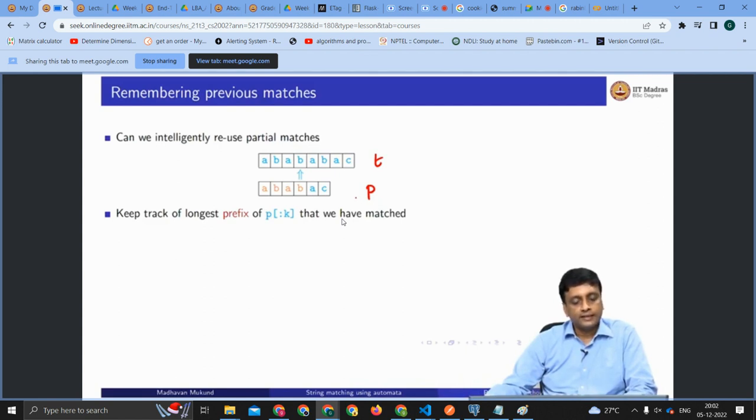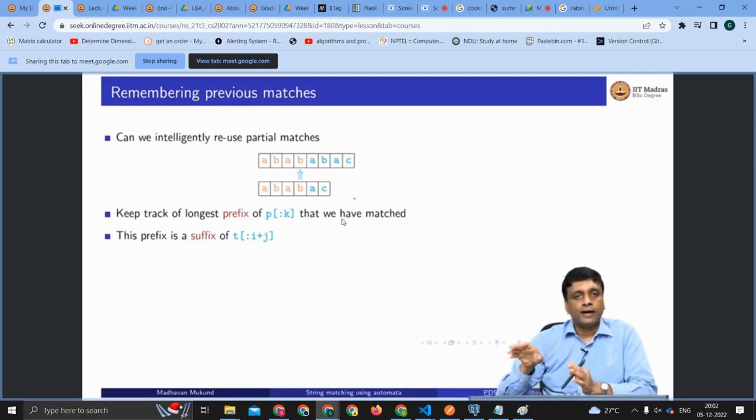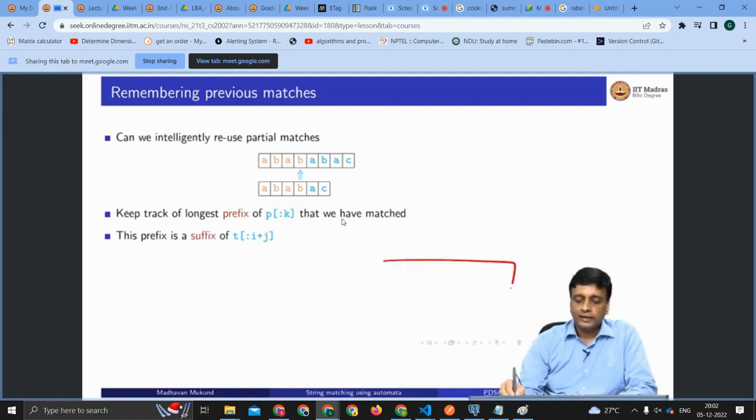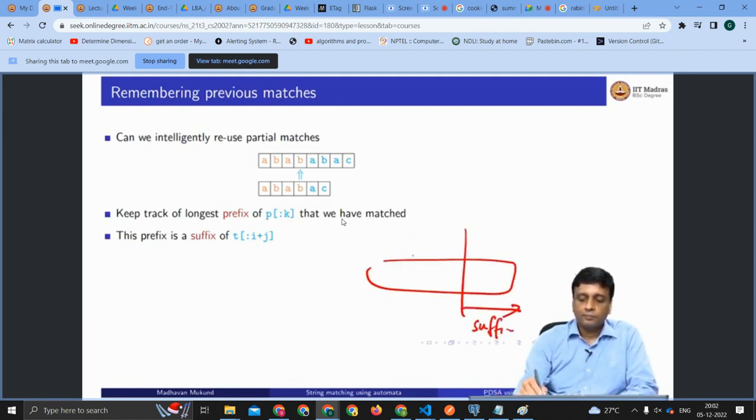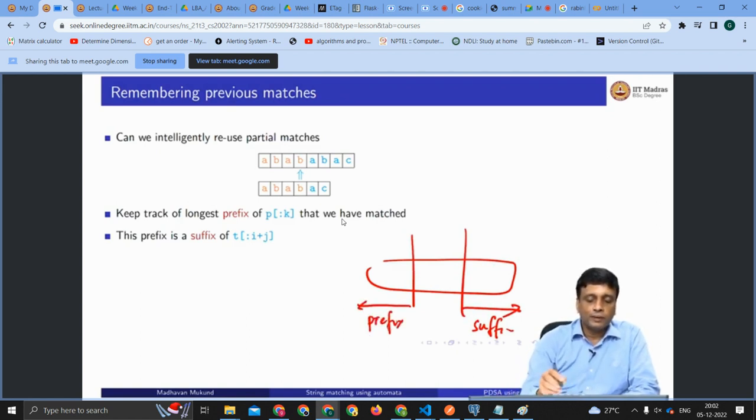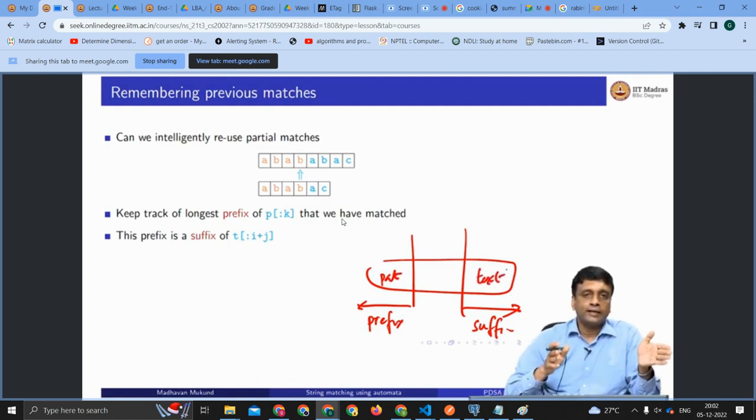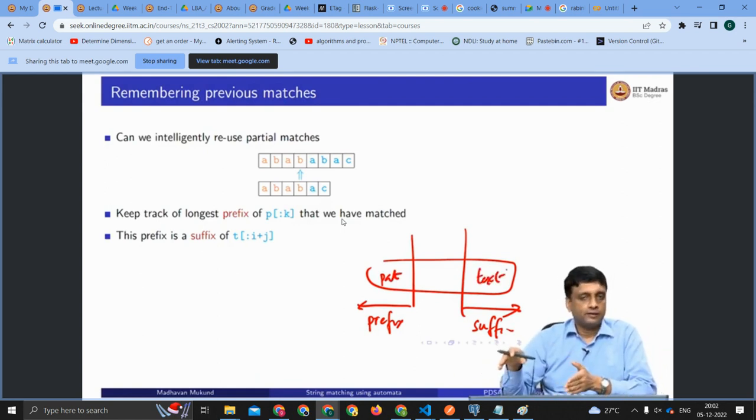And this corresponds, in general, to a suffix of what I have seen in the text, because the position of this text right now is at the beginning, but it could be in the middle. If I'm in the middle of the text, then the part that I have matched in my pattern will not be the entire text, it will be the last few letters in the text. So the suffix is when I take a word and I take something from here onwards. And a prefix is from the beginning up to a point. So there is a prefix of the pattern which is a suffix of the text. The last few letters in my text match the first few letters in my pattern.